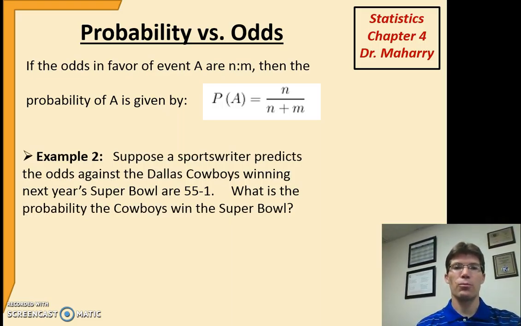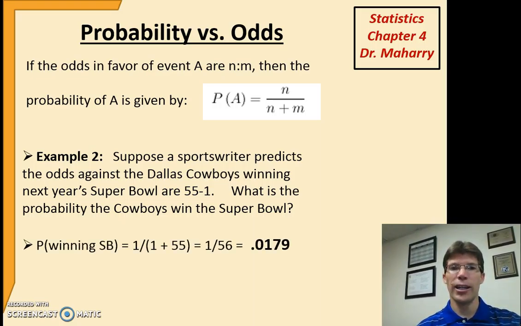So for example, suppose a sports writer predicts the odds against the Dallas Cowboys winning next year's Super Bowl is 55 to 1. So what's the probability they actually win the Super Bowl? If you think about that, here we are given odds against. So another way to think of this is the Cowboys are 55 times more likely not to win the Super Bowl than win the Super Bowl. Or think of those odds as 55 chances to not win the Super Bowl for every 1 chance to win. So if I wanted a probability of winning, there's 1 chance of winning out of a total of 56 chances here. So less than 2% chance.